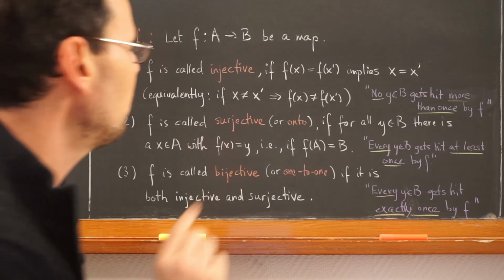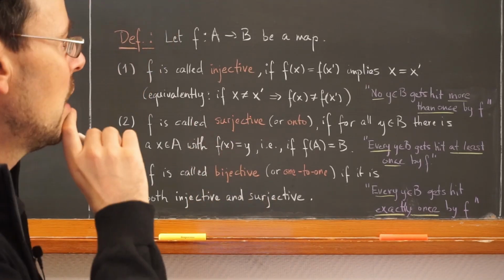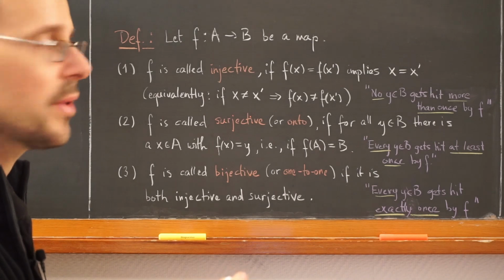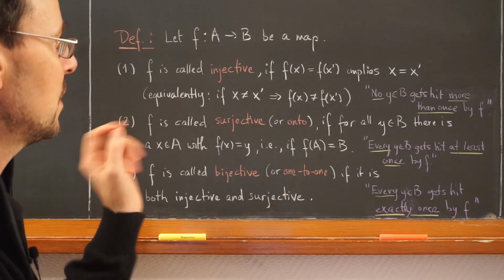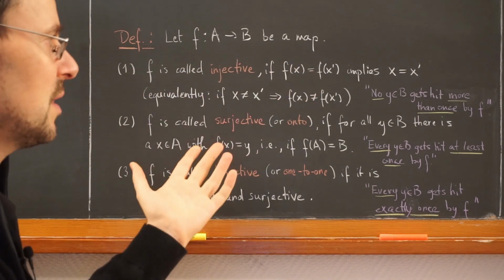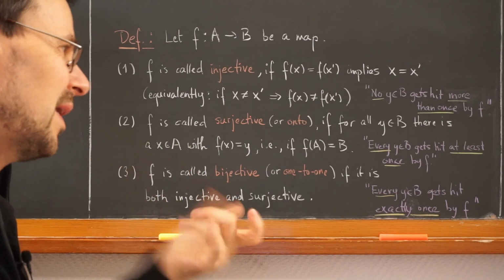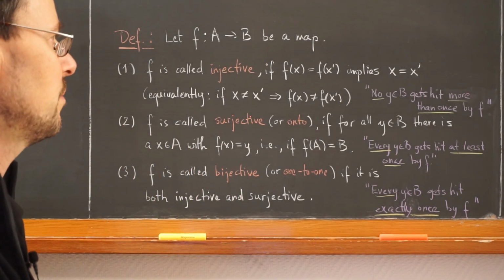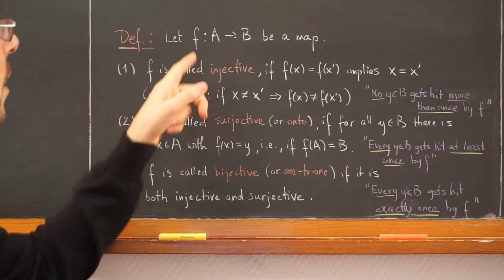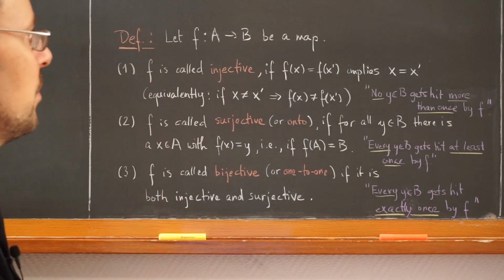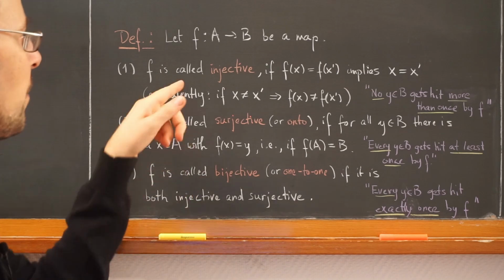All right, now for the next definition. And it's hard to overstate the importance of these notions here. The definitions seem trivial, but it takes some time to get used to them. So pay close attention. As always, F is a map between sets A and B.